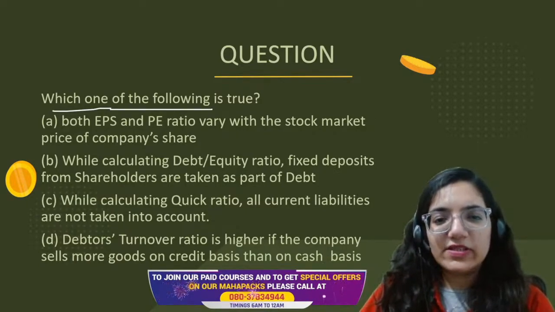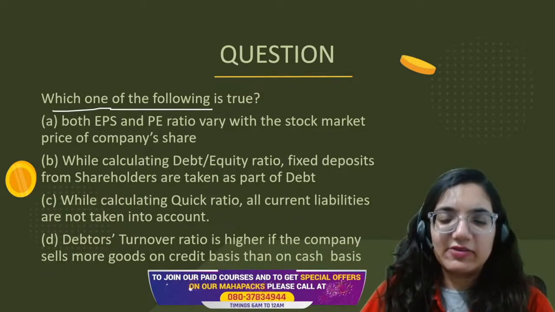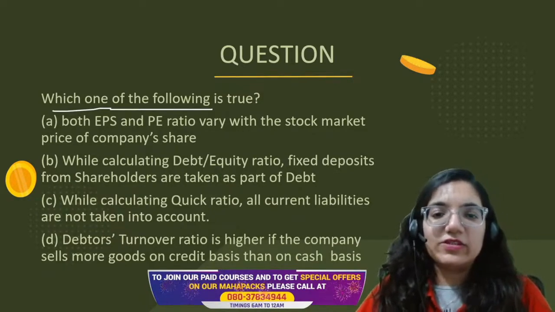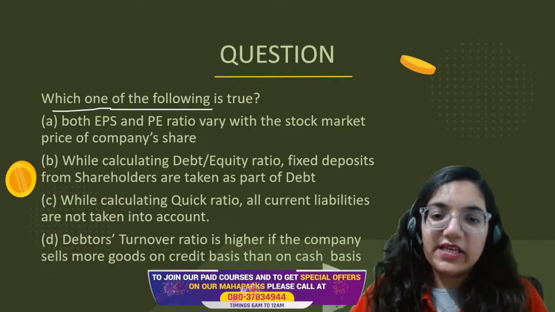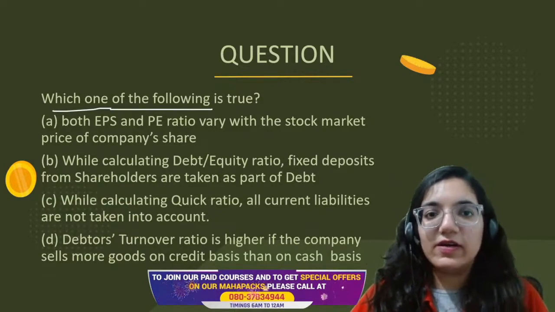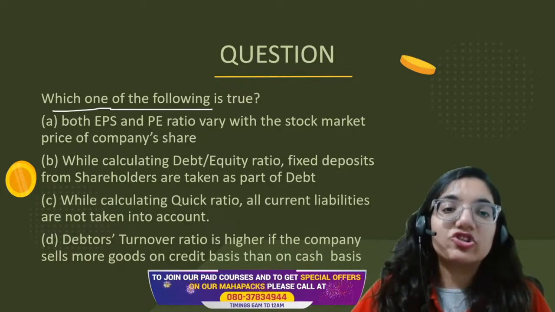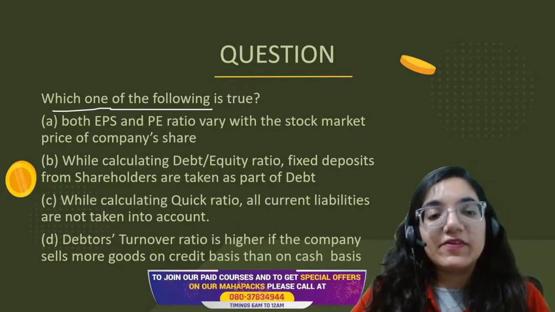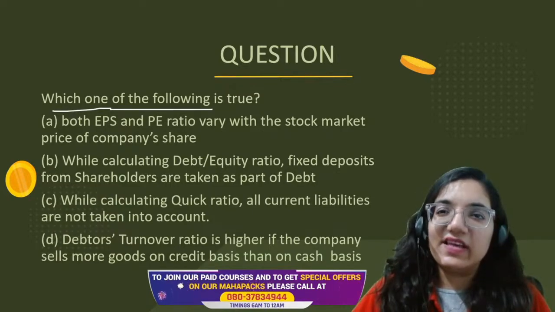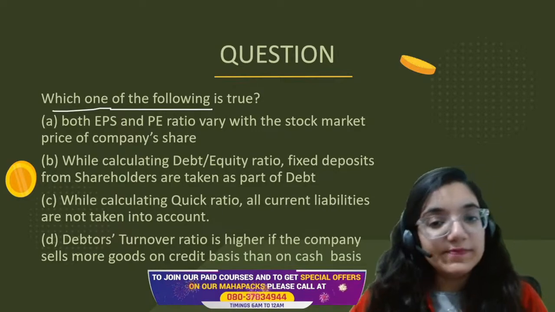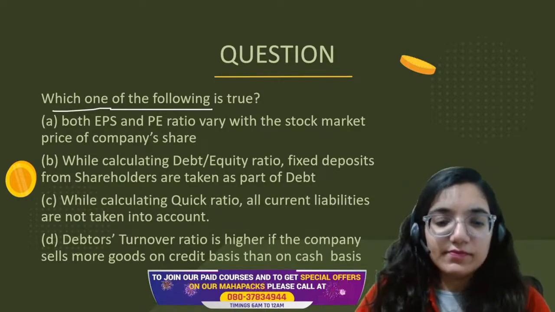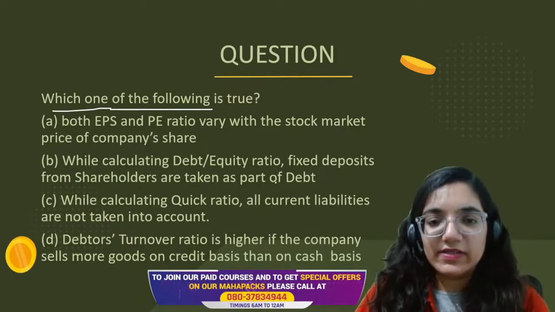Now, the next point is fixed deposits taken while calculating debt equity ratio. Debt equity would simply mean that it includes debt, that is long-term debt, and equity, which is a form of the money which is given by the shareholder himself. But fixed deposits from the shareholders means they have given a kind of loan to the organization. Fixed deposits means long-term, more than 1 year. It should be taken as a part of debt.